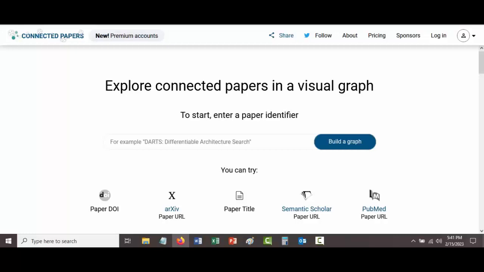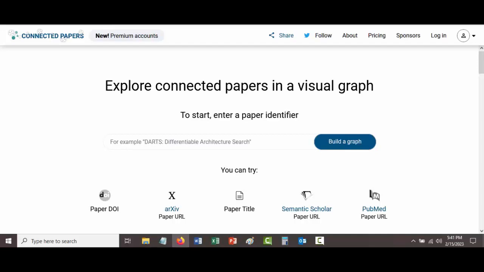Literature mapping tools are browser-based tools you can use to find many articles related to a good one that you have already found. They can be a great way to expand the number of relevant sources you have found, or assure yourself that you have found the most important sources. Let's look at an example of a literature mapping tool called Connected Papers.